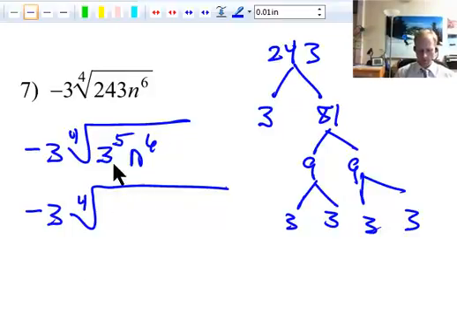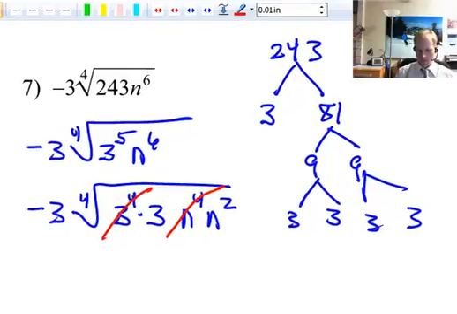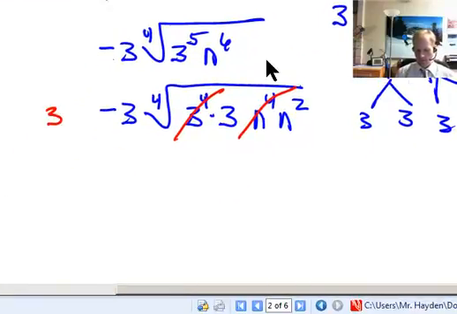So 3 to the 5th I can rewrite as 3 to the 4th times 3, and n to the 6th I can write as n to the 4th times n to the 2nd. Now I go through, if I see anything with an exponent of 4, cross out and write it outside the radical symbol, and then that means I have -9n times the 4th root of 3n squared. And I'm all finished.